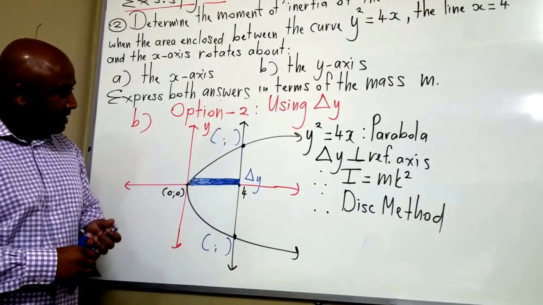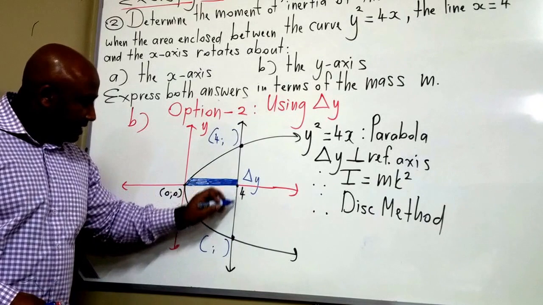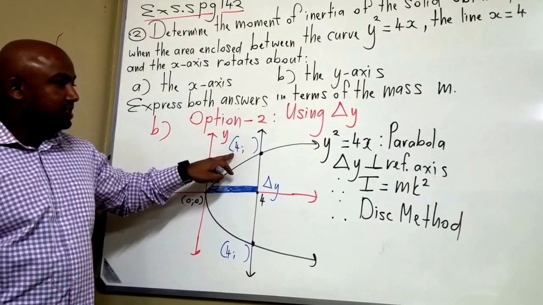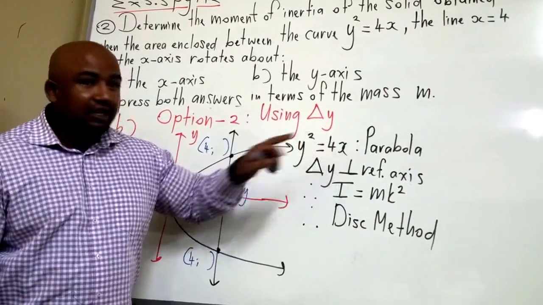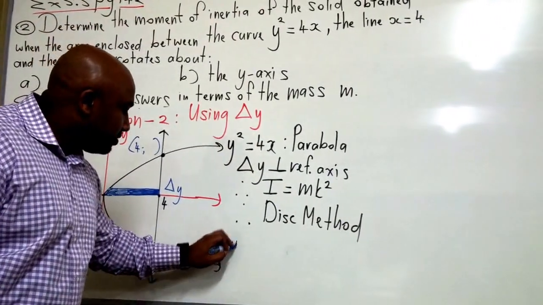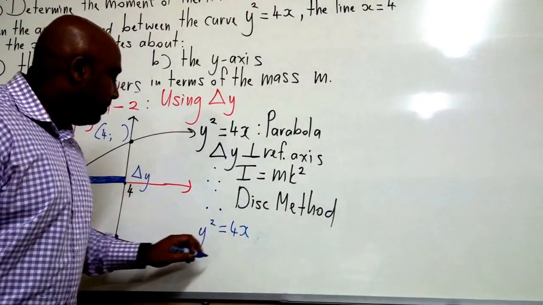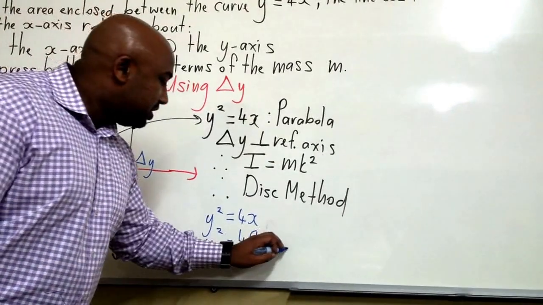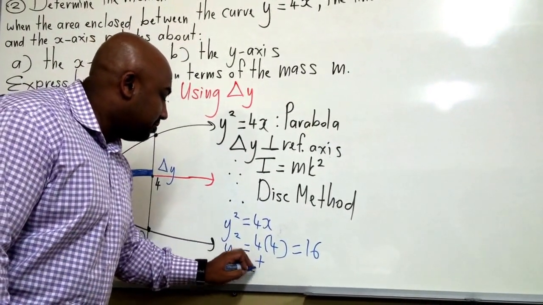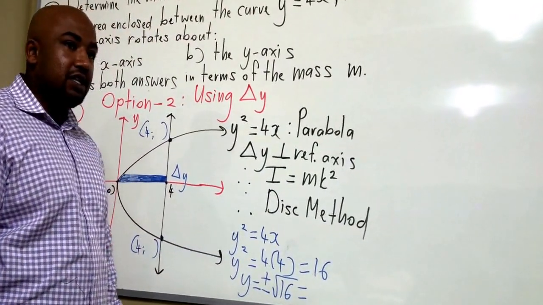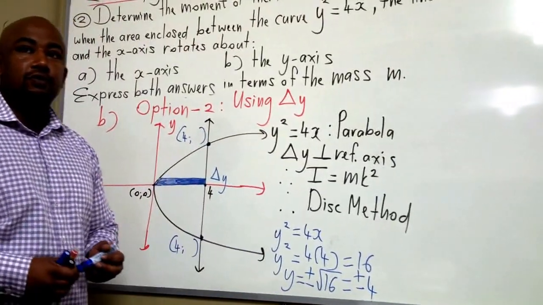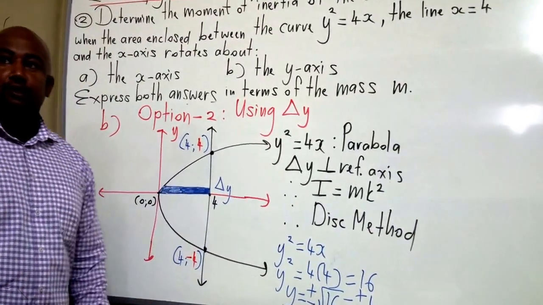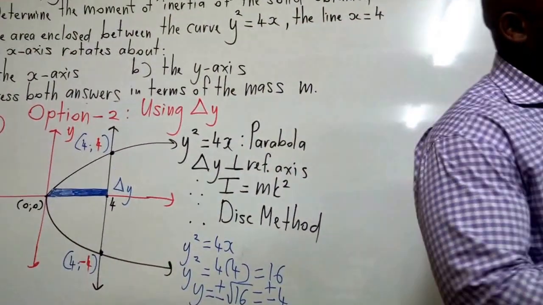We know what x is here. What is x at this point? X is 4. We know x at this point here is also 4. So, how can I work out y if I know x? I will substitute it here and work out y. I know that y squared is equal to 4x. We want to know when x is equal to 4. So y squared is equal to 4 times 4, which is 16. So y is equal to plus or minus the square root of 16, which is plus or minus 4. So we know now that this is going to be 4 and minus 4. Now let's get to working out the moment of inertia.